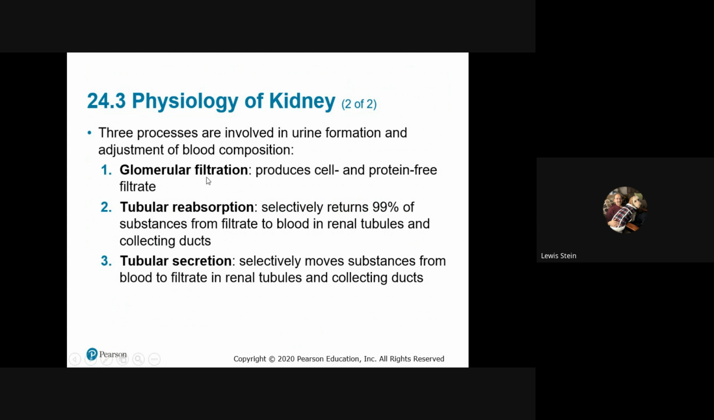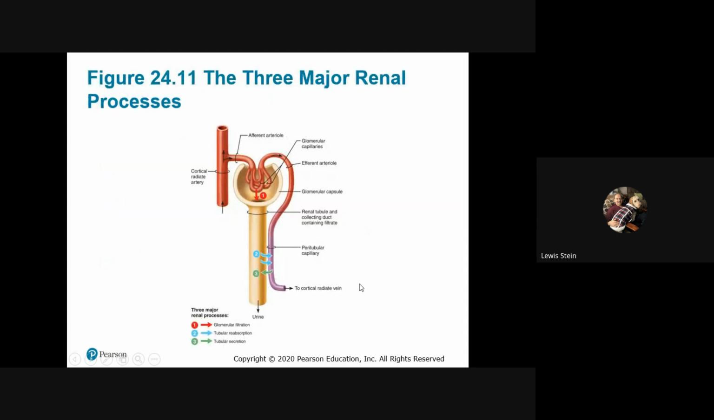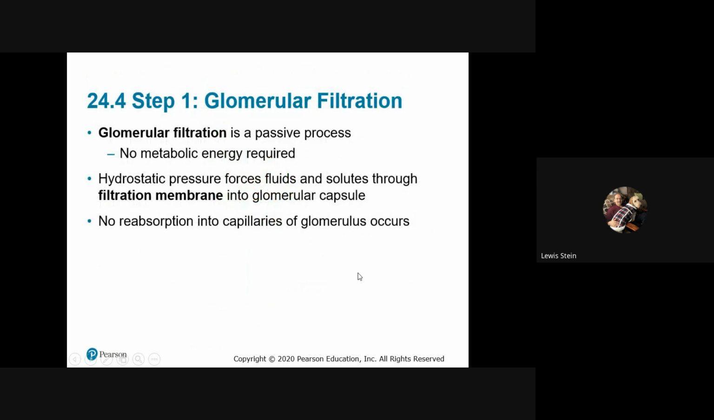So these are the big processes: filtration, reabsorption, secretion. The filtration is cell and protein free; reabsorption, 99%; secretion moves substances from filtrate to the renal tubules and the collecting ducts. It is passive. And this is the idea of what filtration is. It's not a whole lot different from a typical drip coffee pot, where the pressure comes from gravity. It's up there, and somehow the water, heated or not, works its way through.